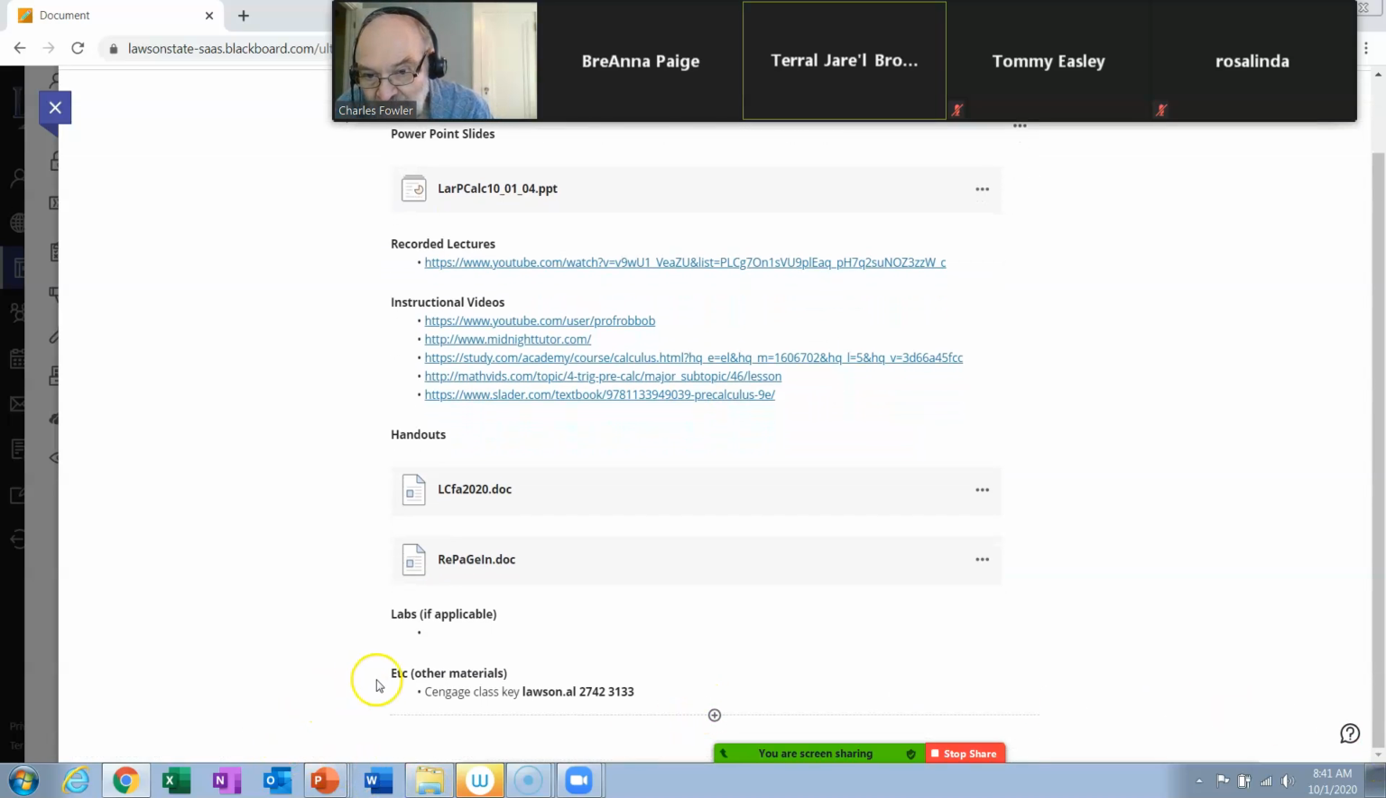At the very bottom where it says ETC, Other Materials, that's where I put the Cengage class key for this course. Is that what you need? It's also the WebAssign. It's the same. Yeah, that's WebAssign as well as Cengage. That gets you the book, it gets you WebAssign, it gets you everything. Is that what you need? Okay, so that's where it is under week 1. And every week I say see Cengage, WebAssign, class key located in week 1. So that's where it is.